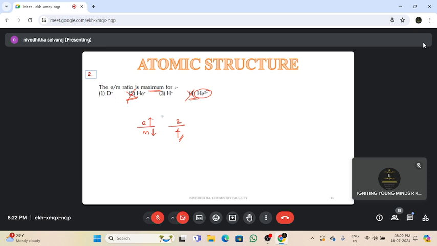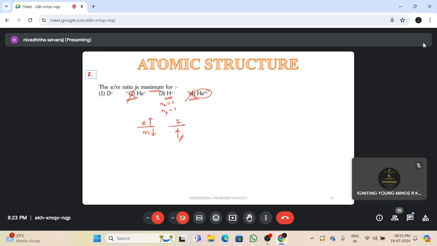Though the first and third options have the same charge, they are different in mass. Which has lesser mass and which has higher mass? Yes, Ajay? Hydrogen has less mass because hydrogen has one electron and one proton, and there will not be any neutron.